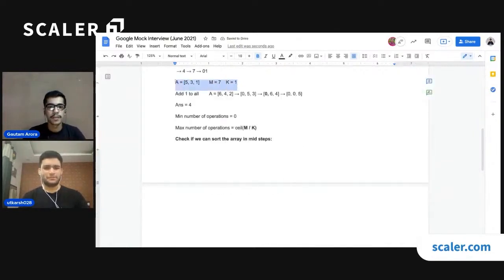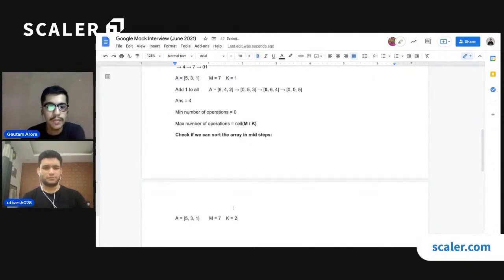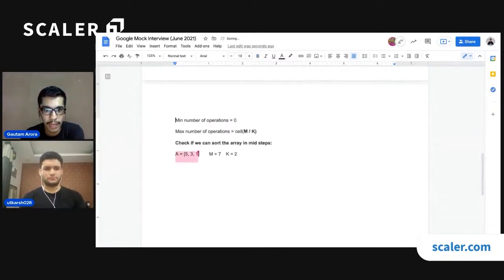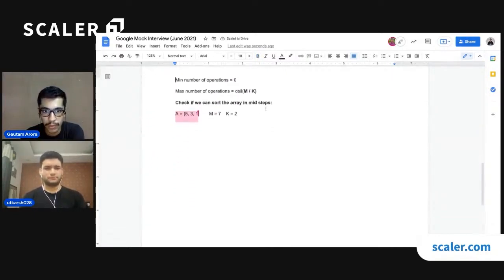So let's take this example and let's make k equal to 2. Now try and think how we can solve this question. So a equal to 5, 3, 1, and m equal to 7, and k equal to 2. Now, first of all, low will be equal to 0, and high will be equal to ceil of 7 divided by 2.